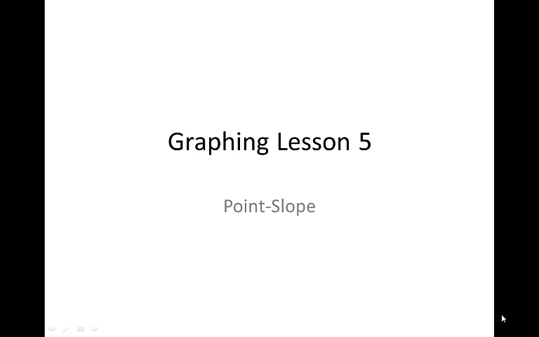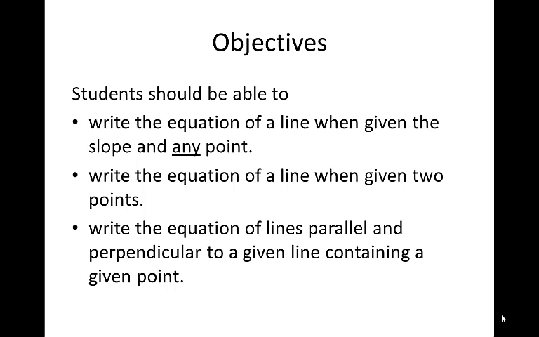Okay, this is Graphing Lesson 5. We're going to look at point slope. Our objective here is that you can write the equation of the line when given a slope and any point. Before, we wrote the equation of the line given a slope, but we needed the y-intercept to put it in that y equals mx plus b form.